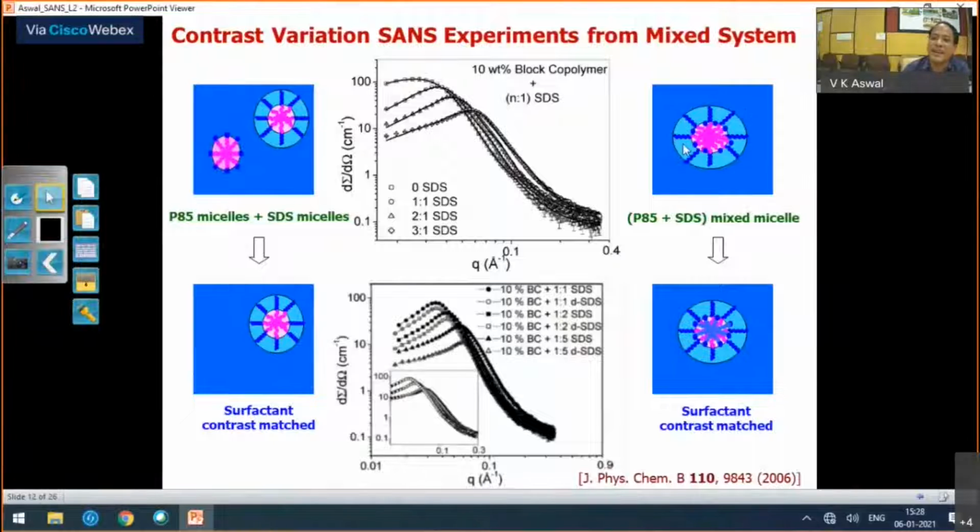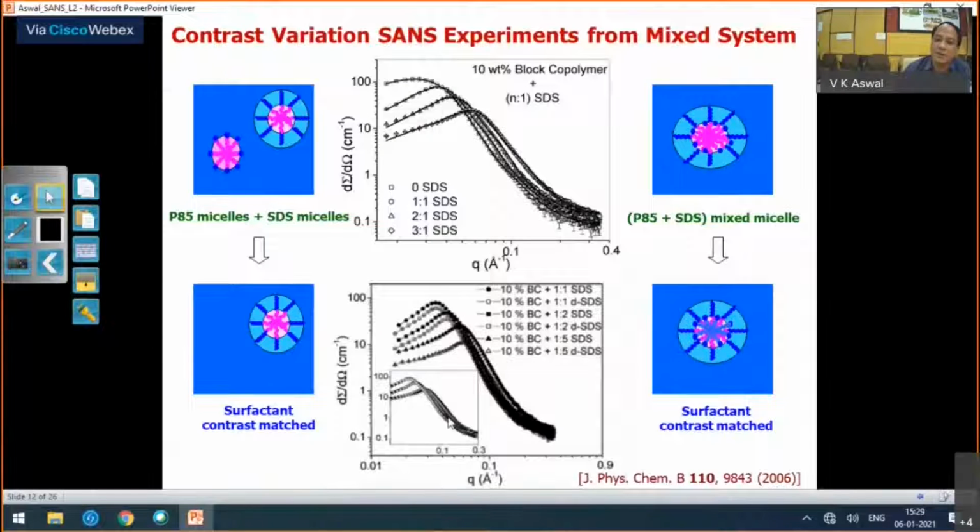But if this is the case, then even though I contrast match this component, my main composition remains the same. So I may not see a drastic change in the scattering profile. I may see the contrast change, but my structure remains the same. And that is what you verify by doing the experiments, and you could see that at different concentrations experiments have been done. The scattering reduced because the contrast is changed, but the profiles are maintained.